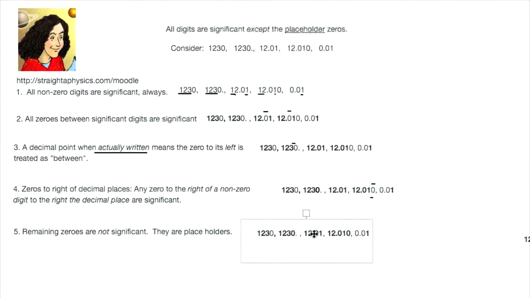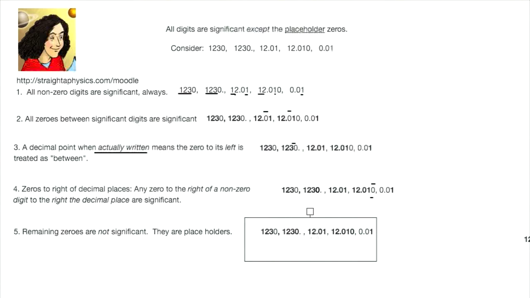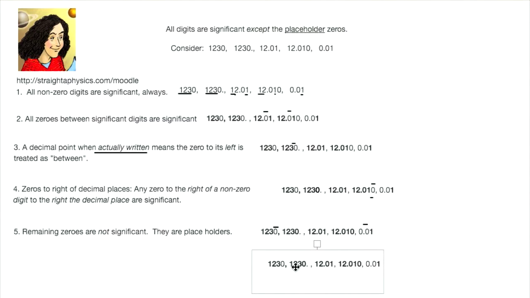And we move on to the next rule. The next rule is great: the remaining zeros are not significant. They are placeholders. So we've now found the placeholders, and we're done. This 0 is a placeholder, and it is not significant, and this 0 is a placeholder, and it's not significant. So these are pretty much the rules. We're done. The only thing that remains is to answer a question they would probably actually ask you.